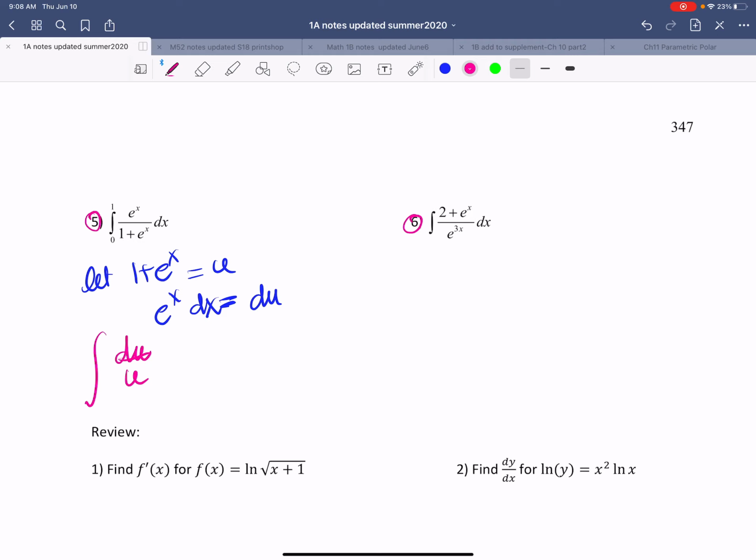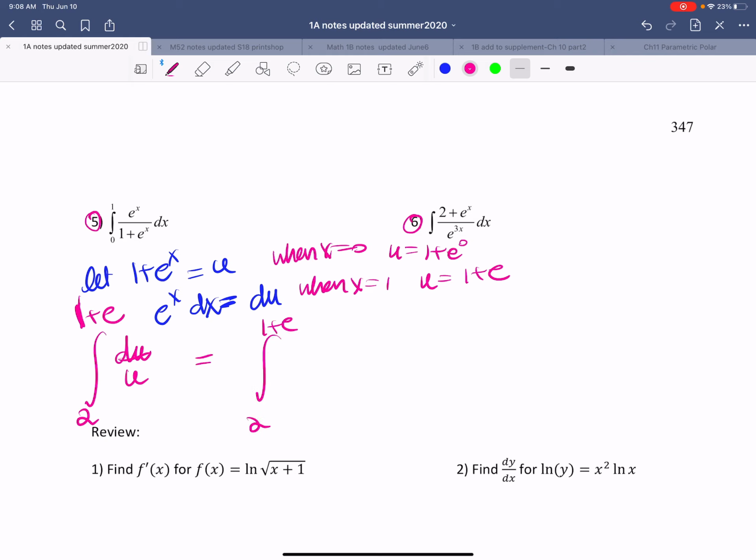So let's look at when x is 0, u would be equal to 1 plus e to the power 0, and e to the power 0 is 1, so u would be 2. When x is 1, u would be equal to 1 plus e. Okay, so 2 to 1 plus e, u to the power negative 1 du.